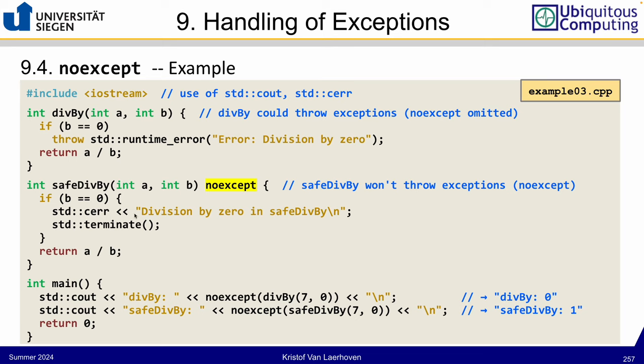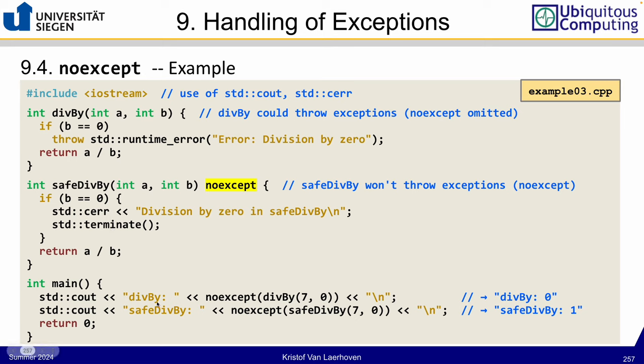And since we then ourselves output the message to cerr, so this is the console error thing, basically here in the console, it will show that we tried to divide by zero. So instead of doing this as an exception, we print it out to the error console, terminate our program, and that's it. We didn't throw an exception.